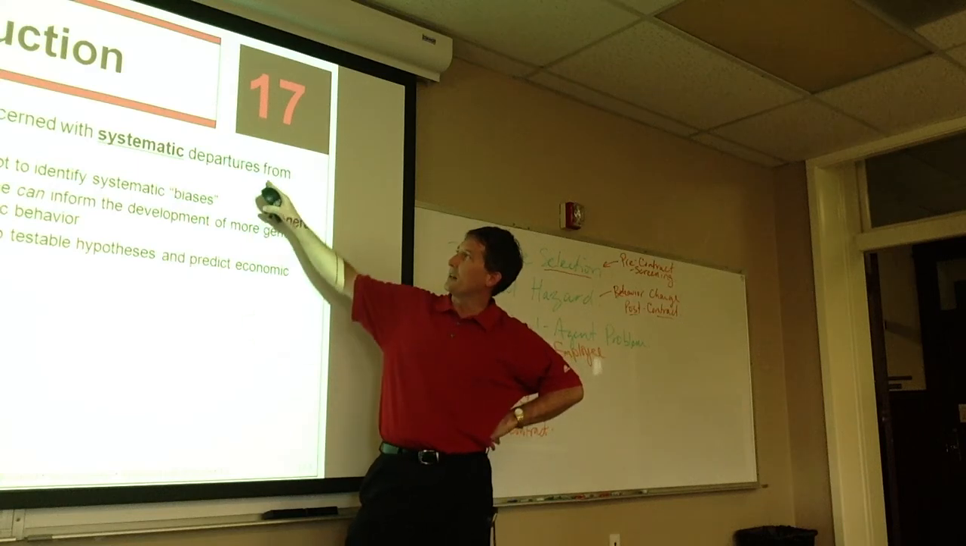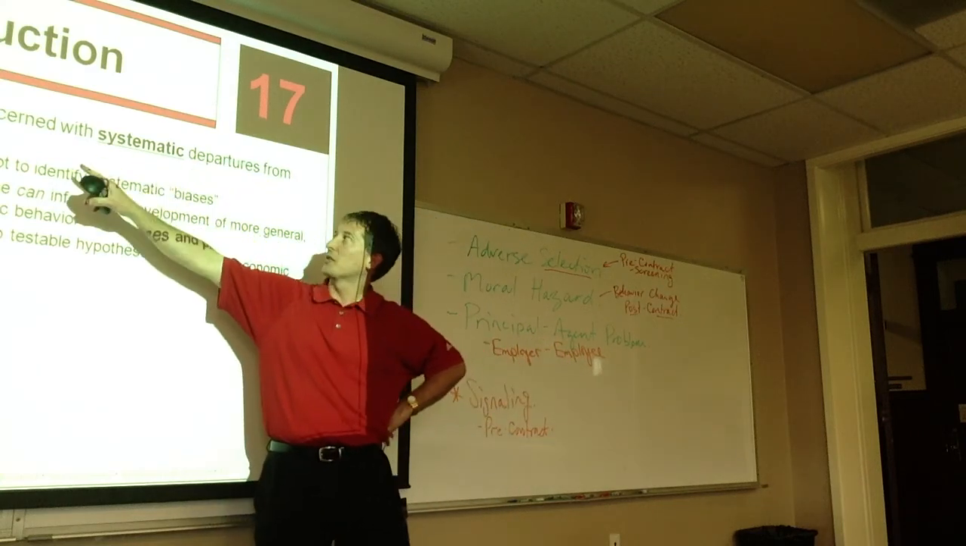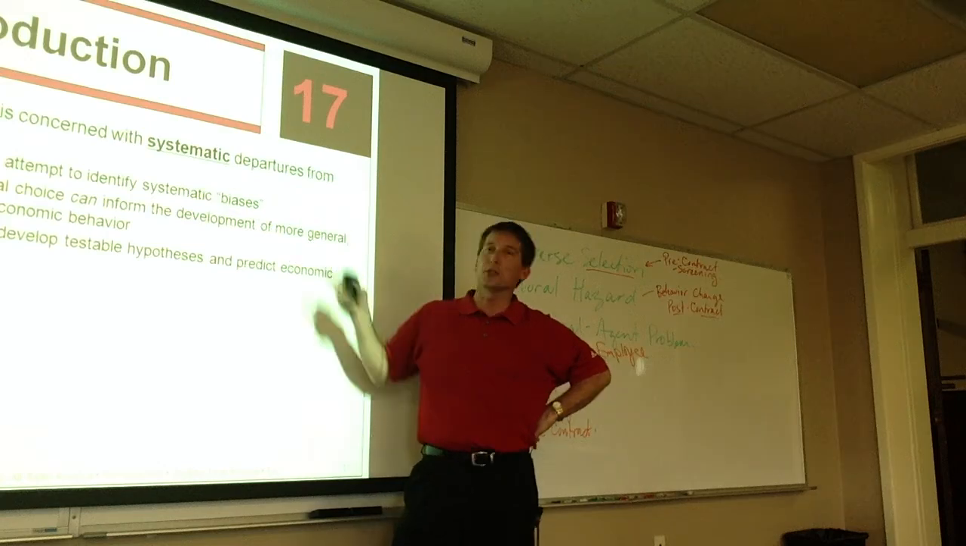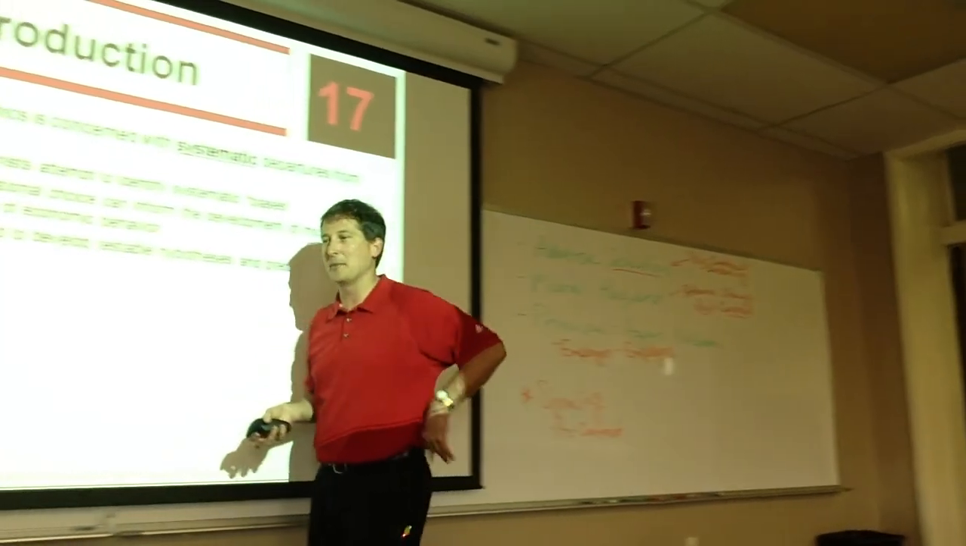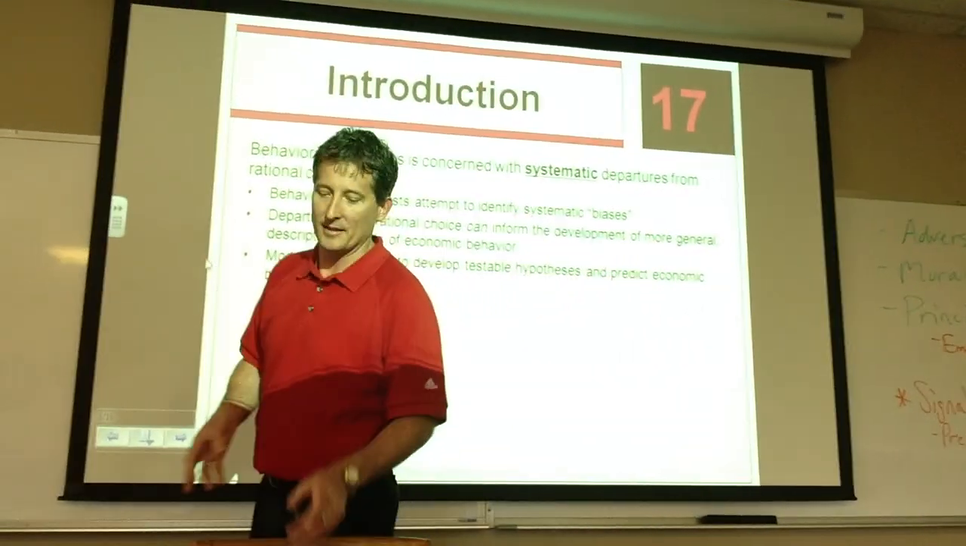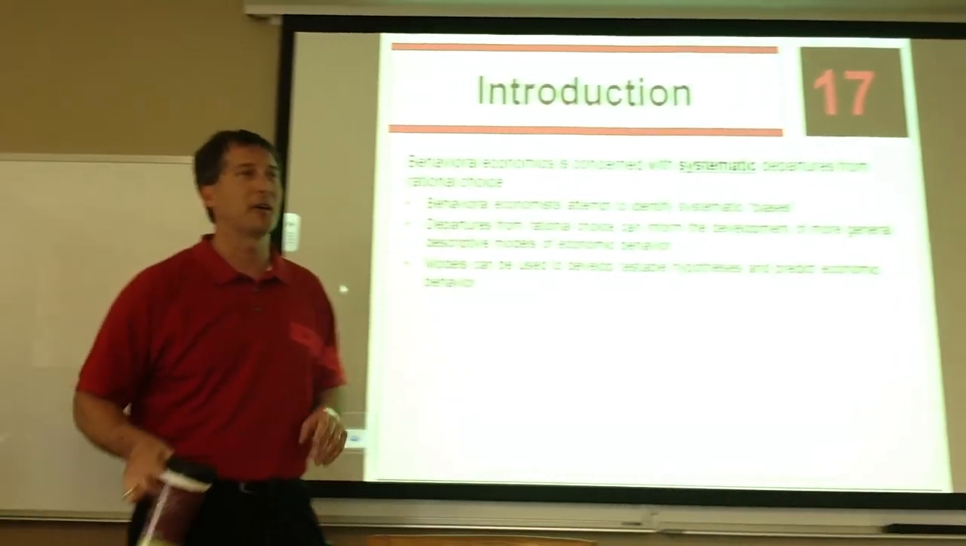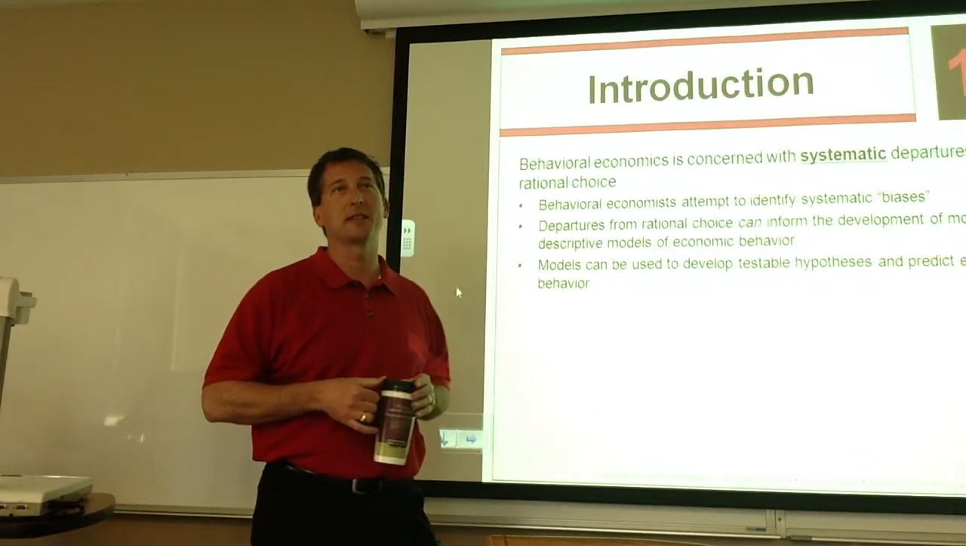The main thing here is looking for systematic departures from rational choice. What does it mean to be systematic about departing from rational choice?